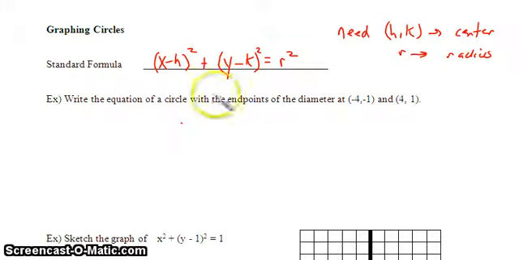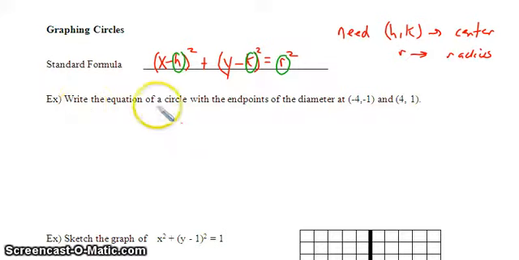So whenever you're writing an equation, you're just going to replace the h and the k with numbers, and then same thing for the r. You're going to replace it with its actual length, and then you can write your equation. The x's and the y's will stay in the formula as x's and y's. Okay, so you don't put numbers in for that.